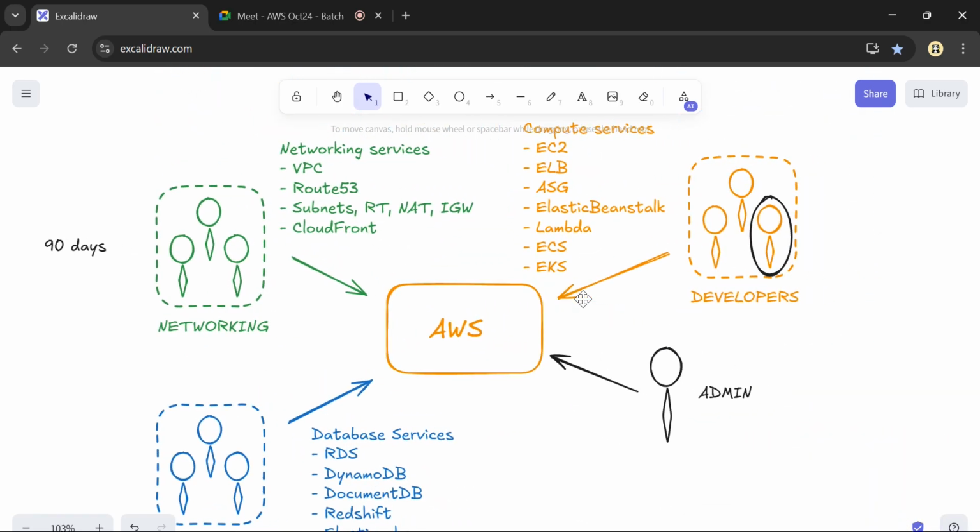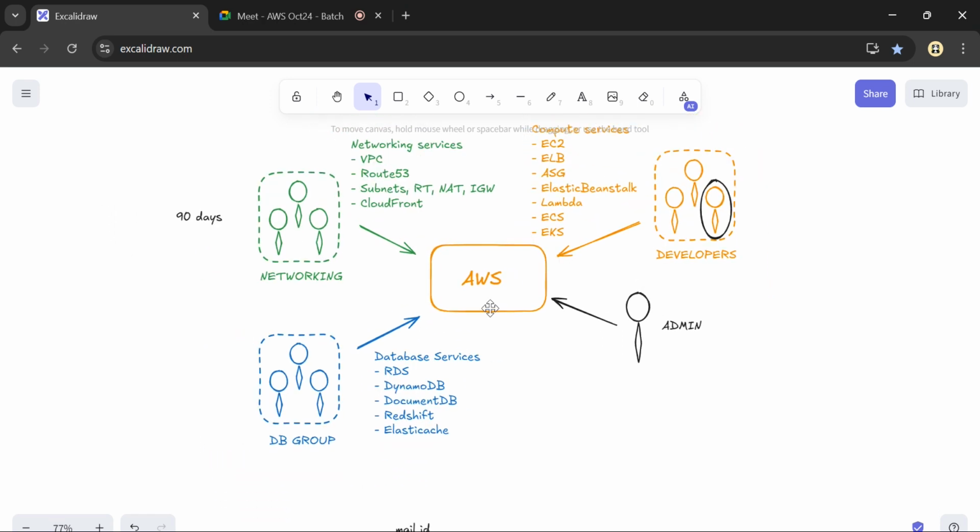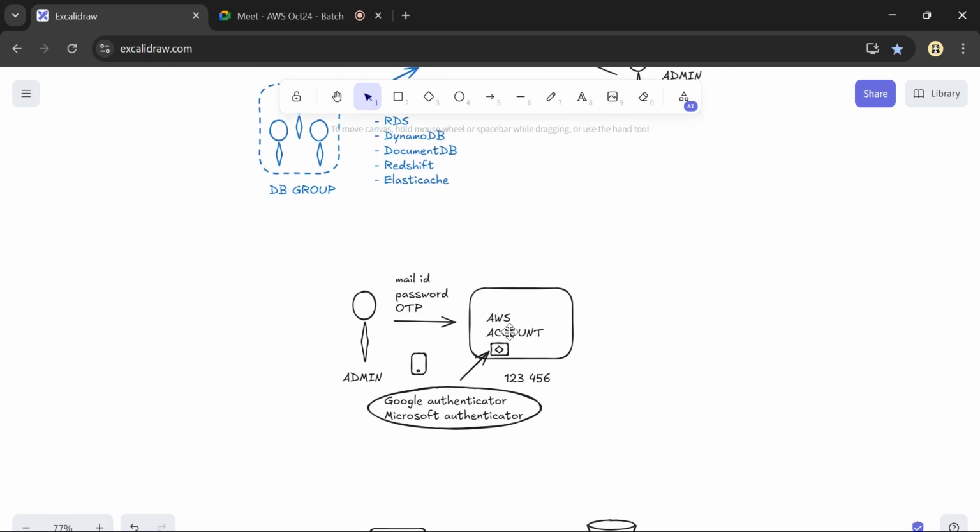Then we had seen how we can create the IAM users, IAM groups, and how we can have centralized access to our AWS account, and why IAM is required. What are the different features of IAM? That is what we had discussed.